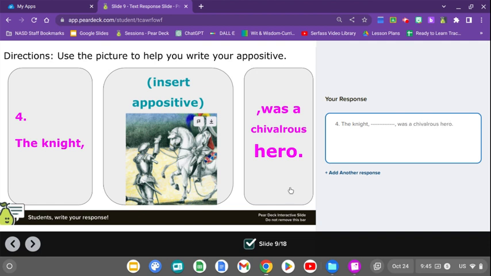And we see, looks like, oh, there's a jousting or a tournament going on. One knight has had one of his arms chopped off, it looks like, and the other knight is above him with a horse, ready to let him have it. What could we write for the appositive here? Please take the time to write your appositive now for number 4.